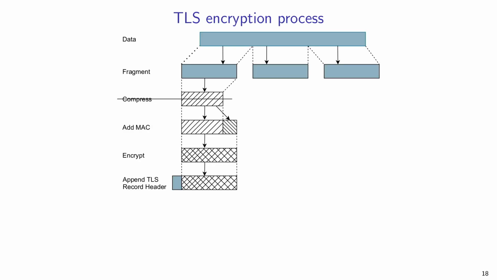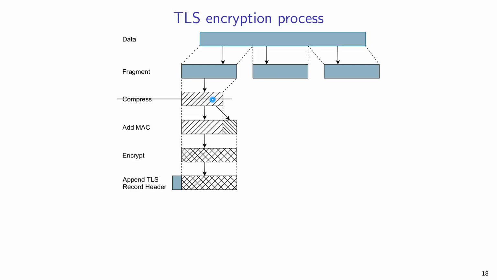Let's see now how the TLS encryption process looks. Here is a nice figure that demonstrates the TLS encryption process. First, we have some data that we need to encrypt. It can be a TLS message payload or the actual application data we want to send. What we do is that we first split it into fragments, such that each fragment would not exceed the maximum size of the TLS record, which is around 16 kilobytes.